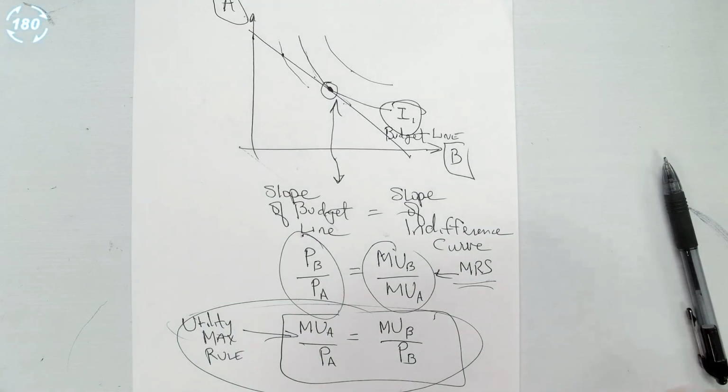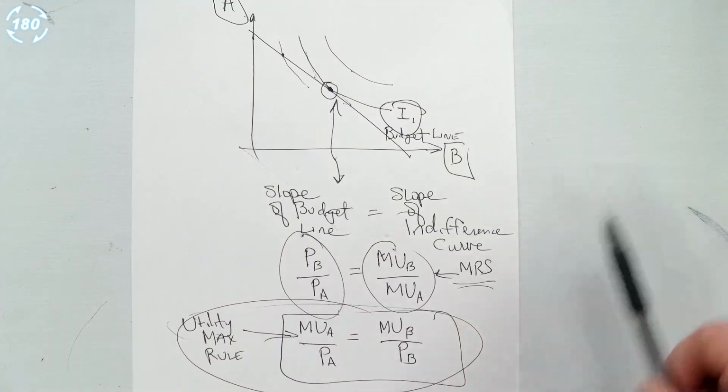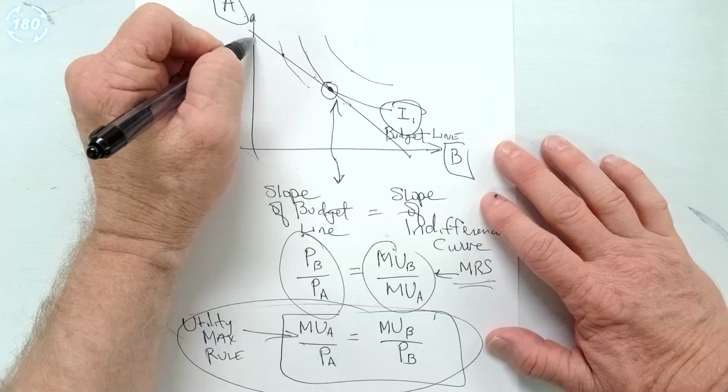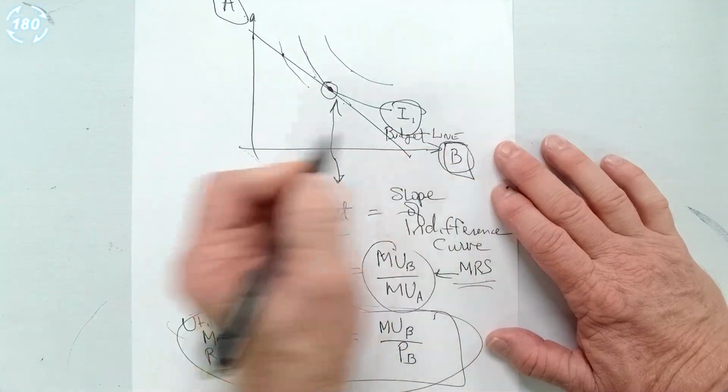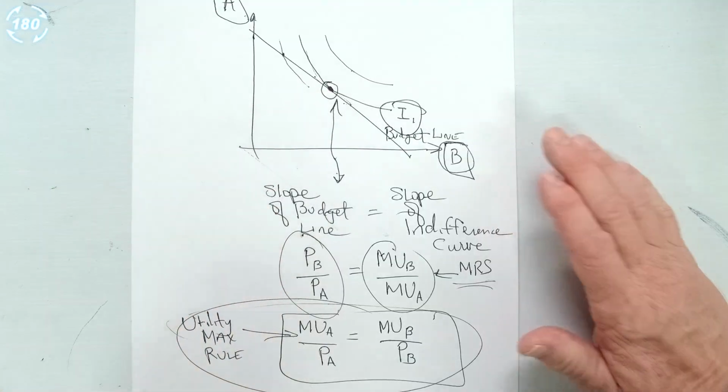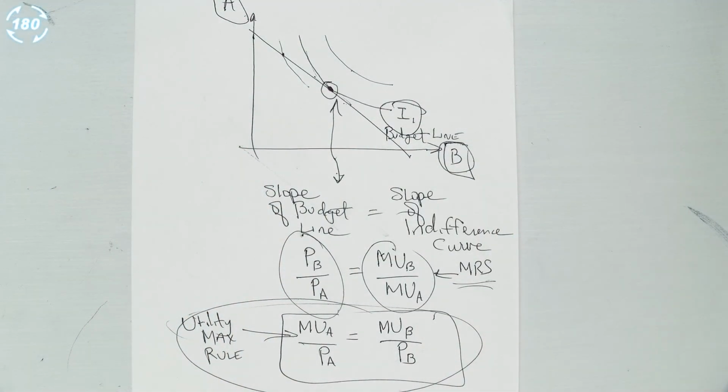And we have determined a demand curve by increasing the price of one of these goods, as we noted a while ago. If you increase the price of B, then you bring this thing in, and you get a different value for the quantity of B that we consume.